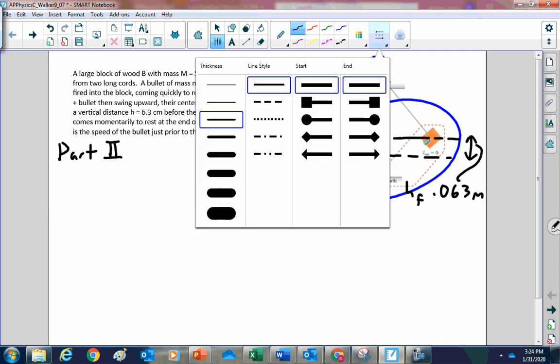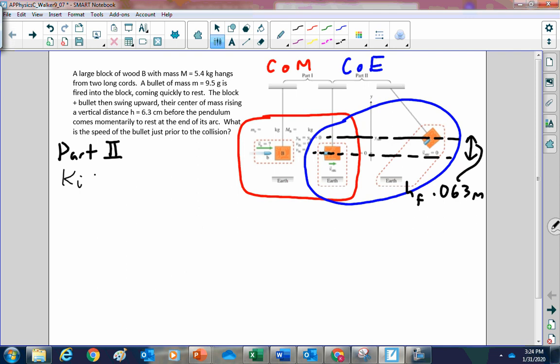all of the kinetic energy it had to begin with is going to be transferred into gravitational potential energy. Let's put that in blue. So then one half the mass of the, I'm going to put little b.